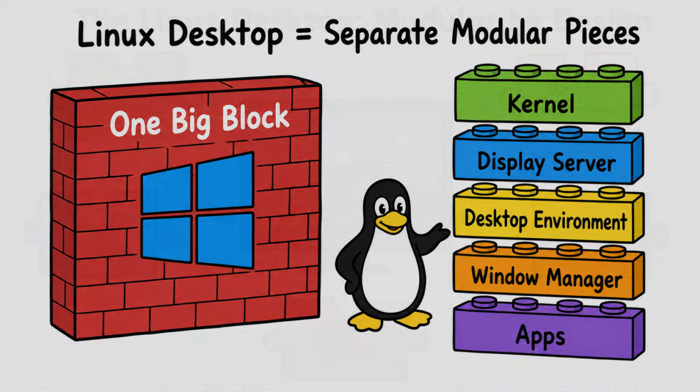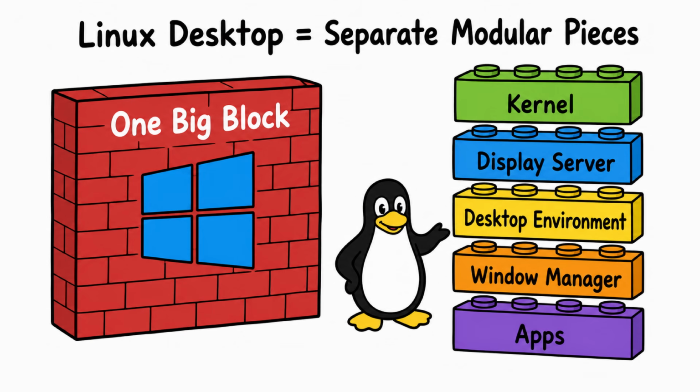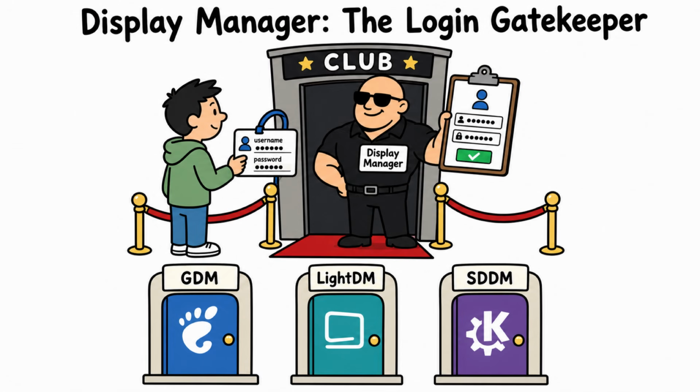Let's go. So here's the first thing to understand. Unlike Windows or Mac OS, Linux doesn't treat the desktop as one big monolithic block. Instead, it's built from separate modular pieces, each doing one job really well. Think of it like a restaurant. You've got the host at the front, the kitchen cooking your food, the waiters bringing it out, and the manager keeping everything running smoothly. Each role is distinct. Each can be swapped out. That's the Linux philosophy.